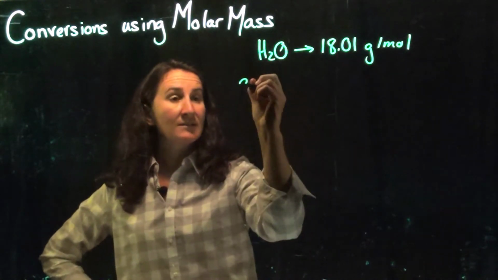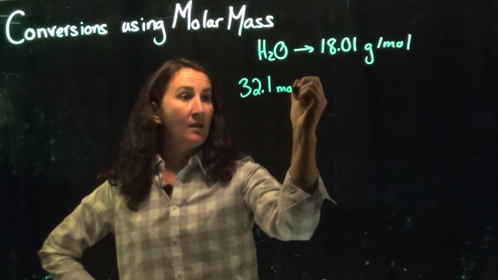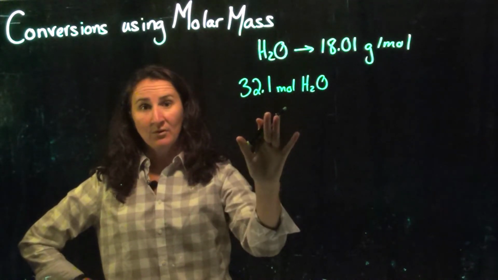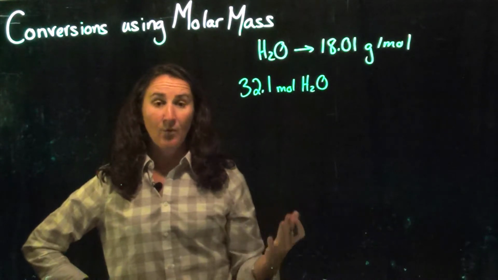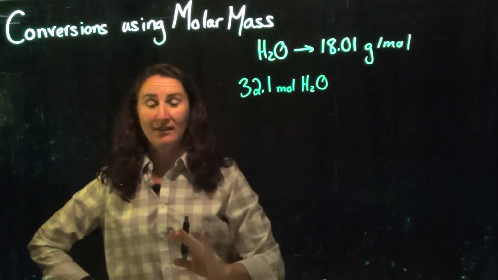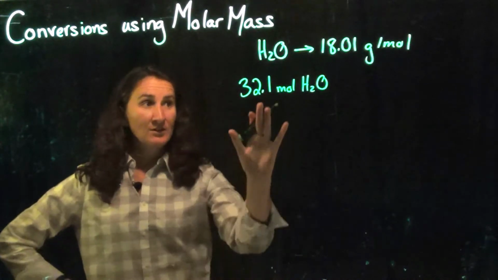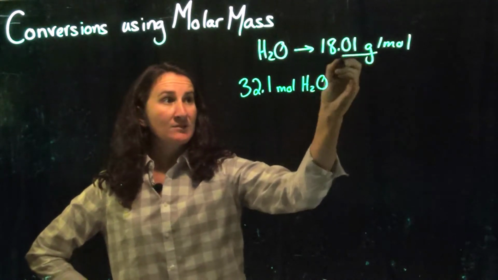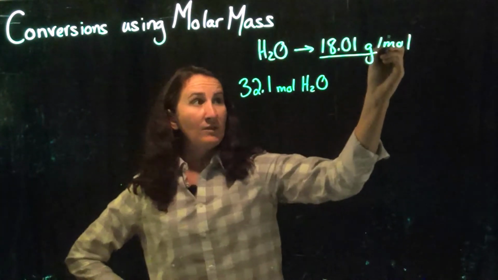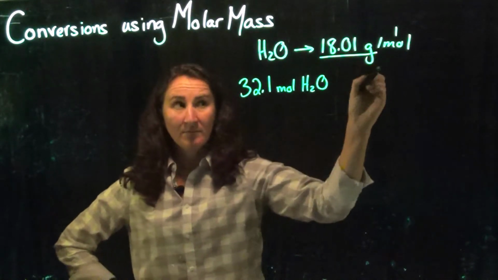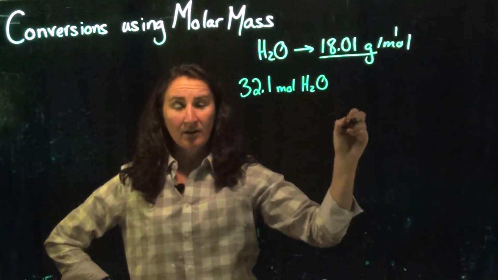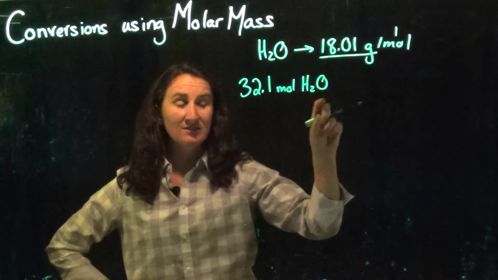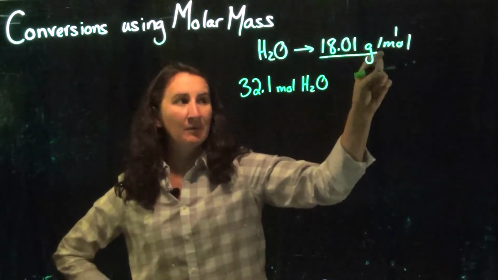All right, let's start out with 32.1 moles of water. And the question I really want to get to is, if I know I have that many moles of water, how many grams of water do I have? If I weighed out 32.1 moles on a balance, how much would it weigh? So we're going to use a conversion factor of our molar mass. Our 18.01 goes with our grams, and the mole is an understood one. So it's 18.01 grams of water per 1 mole of water. This grams per mole is just an abbreviation for grams of water per mole of water.